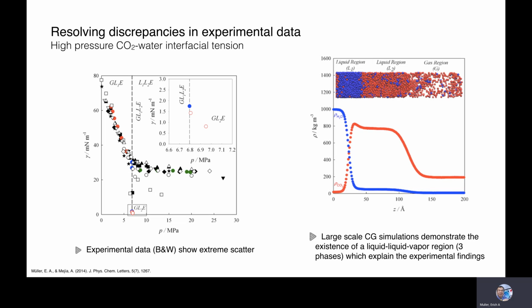The coarse graining model allows us to study large systems. And in this case, we studied a relatively large system at conditions close to these experimental data points, finding the interfacial tension and density profiles for all these systems. And what we saw was that in the vicinity of around 6 and 7 megapascals, the system passed from being a vapor-liquid system to a liquid-liquid system through a point that corresponds to the vapor-liquid-liquid equilibrium.